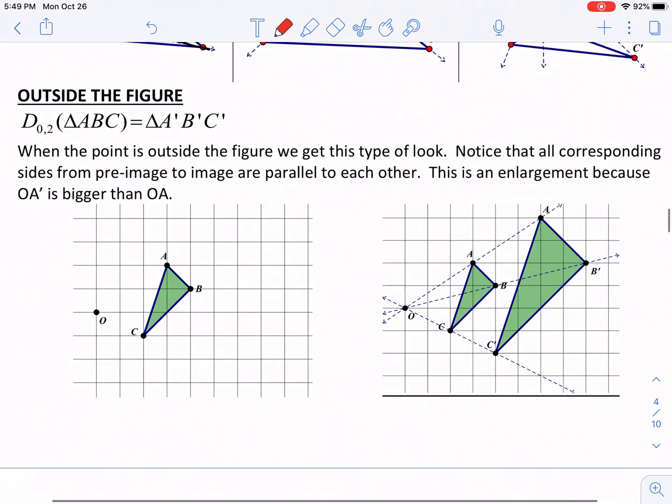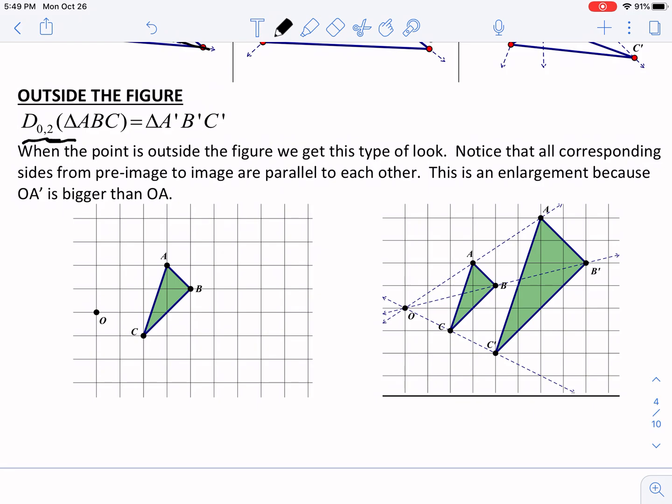Okay, now let's just look at an example of one of these. Let's look at one that's on the outside, and we'll do some other examples in class. This example here is saying we want to dilate this with O, or I keep saying 0, because it looks like a 0. O is going to be our center of dilation, and then we're going to scale that by a factor of 2. In other words, we're going to double the size of the figure. Okay, let's just look at that example.